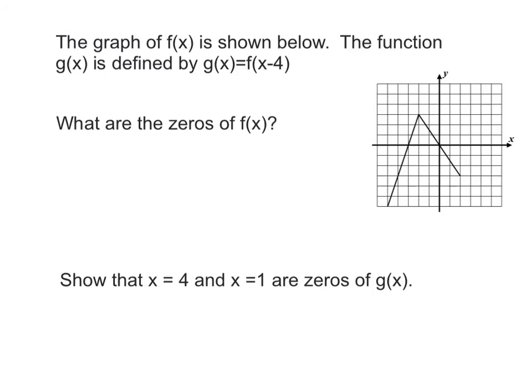Alright, we're doing well here. The graph of f is shown below. The function g of x is defined by g of x equals f of x minus 4. So let's just go ahead and label this f of x so we're clear, and we've got g of x here. So what are the zeros of f?